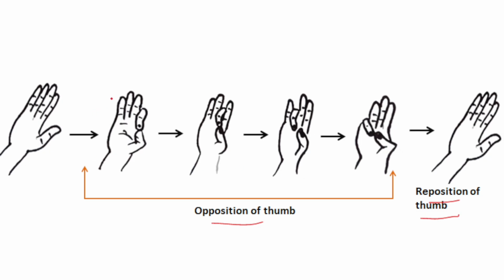You see in this picture that our thumb touches all of the tips of the fingers, first, second, third and fourth, which is the example of the opposition of the thumb. And when the thumb and the other fingers are away from each other, it is called the reposition of the thumb.